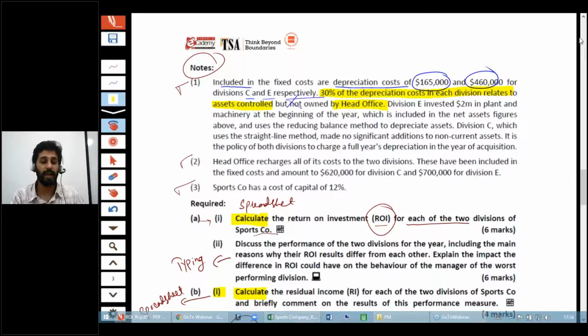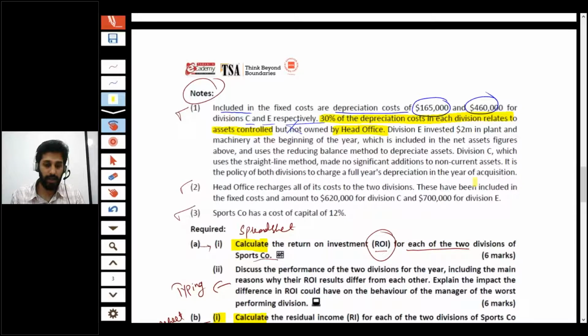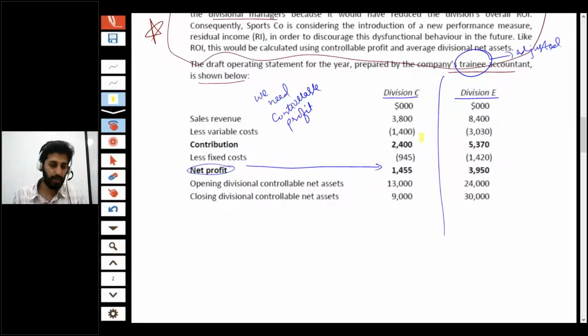Now the point to be noted is that this cost is already included. So here we have sales revenue, variable cost, contribution, fixed cost, net profit. These are included in this cost, which should not have been included.